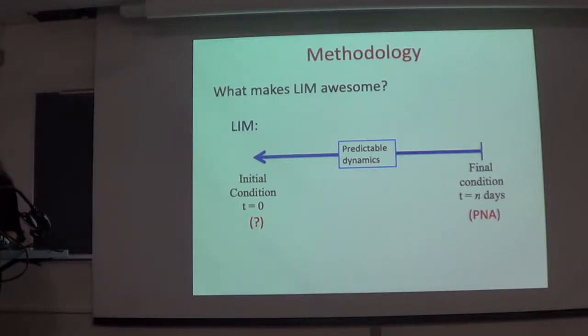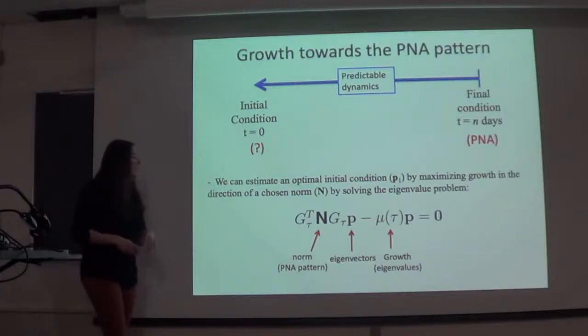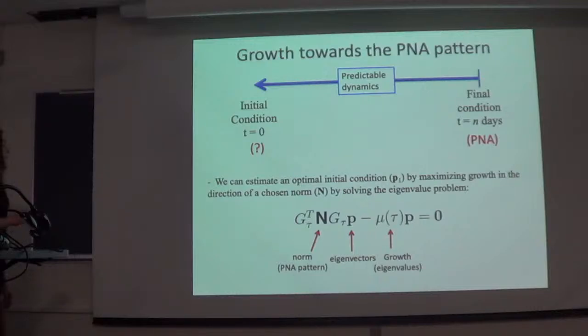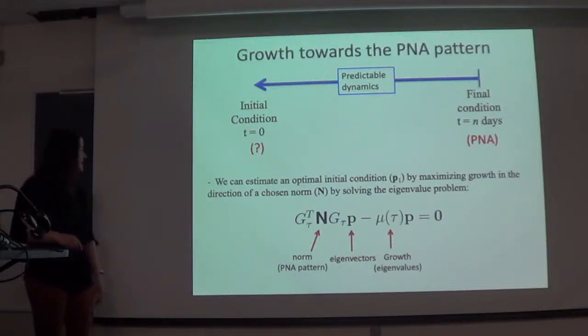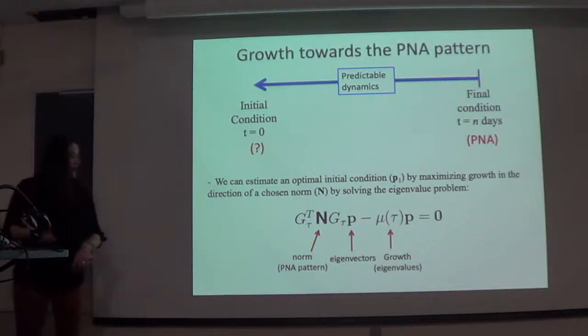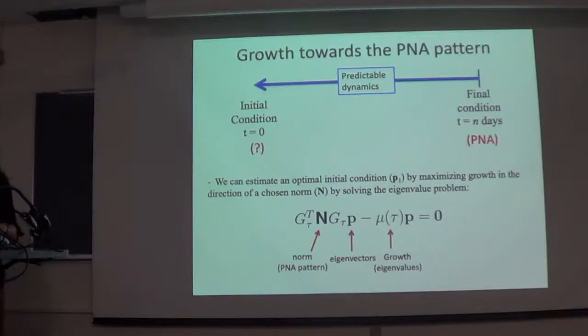For those of you that are curious as to how we do that, this is the answer. We solve the eigenvalue problem to do this. So we find the optimal initial condition by maximizing the growth in the direction of the P&A. And then the optimal initial condition would be the eigenvector with the largest eigenvalue.